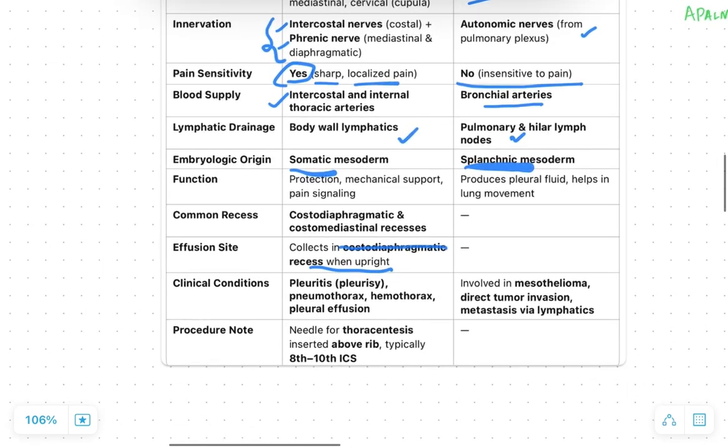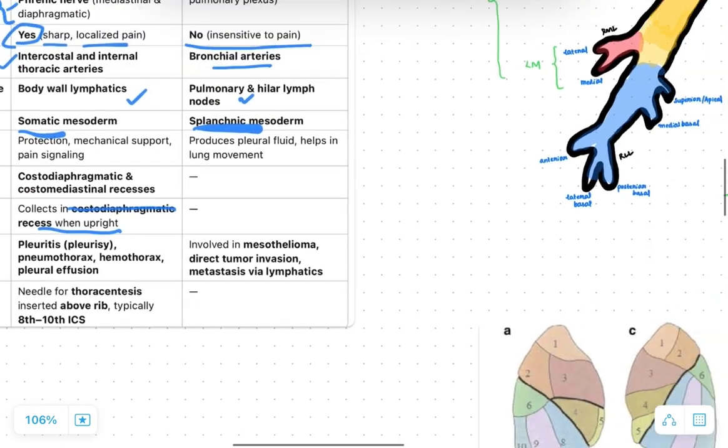So the parietal pleura is important in needle thoracocentesis, because the needle should always be inserted above the rib to avoid damage to the neurovascular bundle, typically at the 8th to 10th intercostal space. Below that, we have other visceral organs, so to avoid damage, the needle is mostly placed at the 8th to 10th intercostal space.